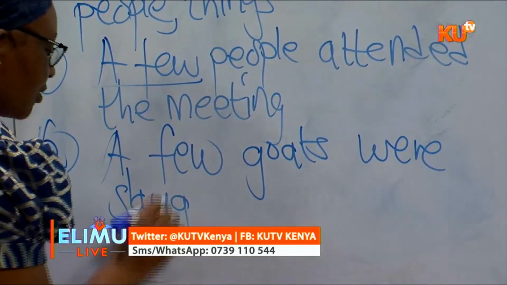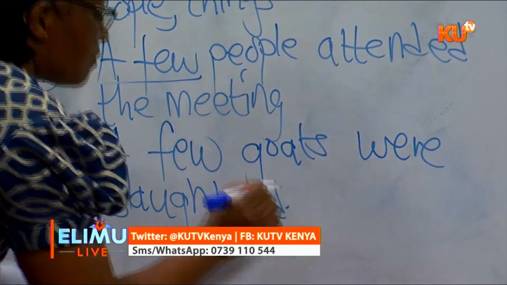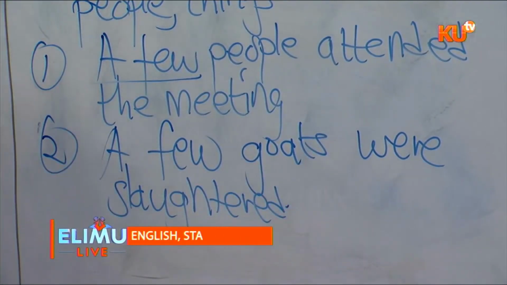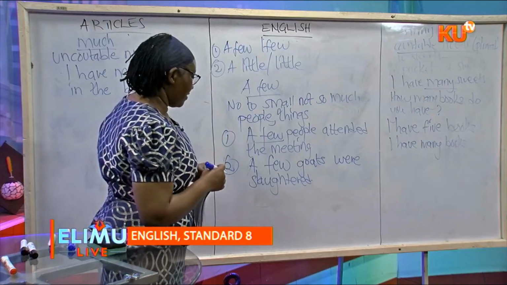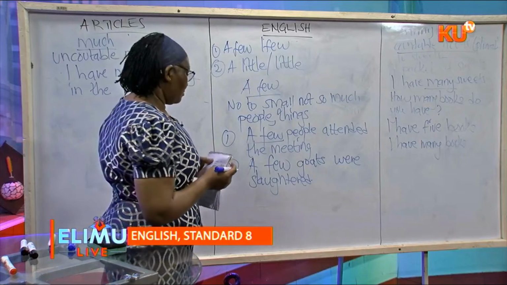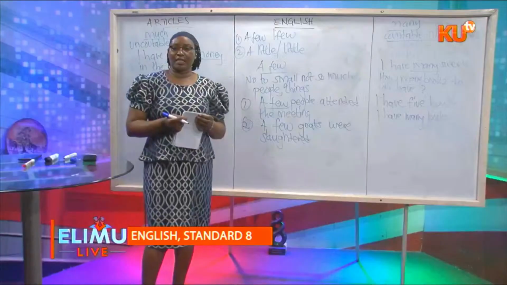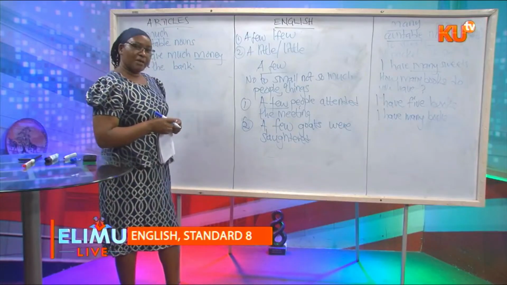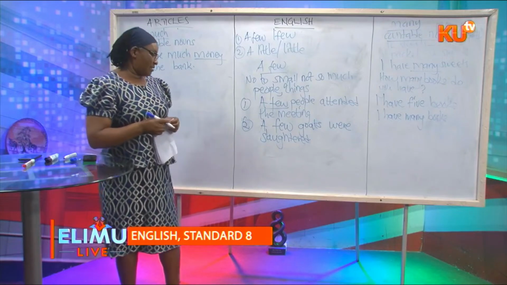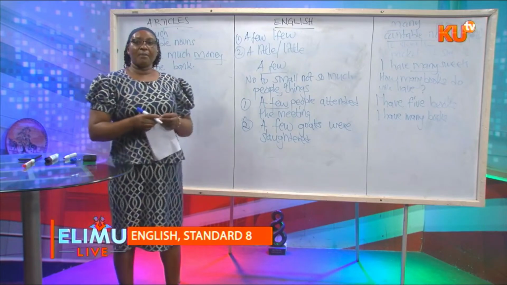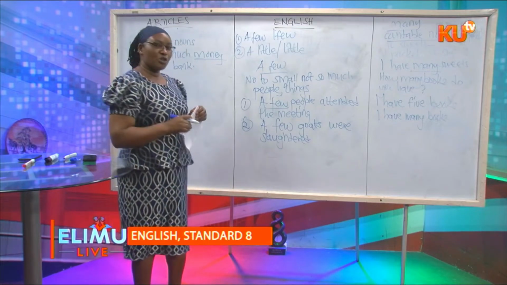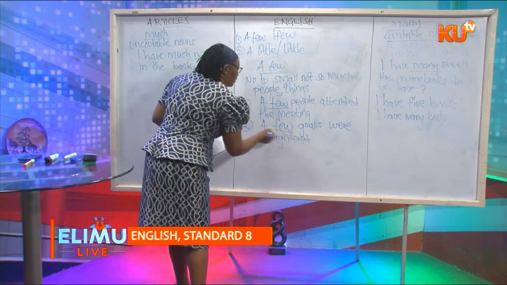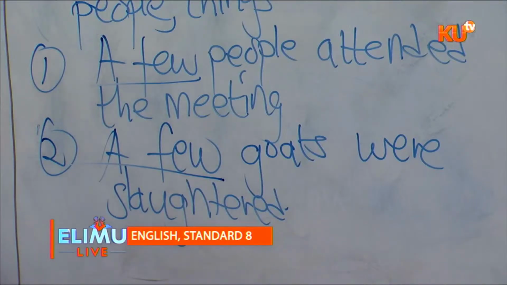A few goats were slaughtered. Maybe there was a party and you had expected to have very many people, like maybe 300 persons to attend a party, but maybe only 100 people attended the party. So you reduce the number of goats that were supposed to be slaughtered for the party. Then you only slaughter a few of them. You spare the rest. Okay, so that is the use of the word a few.